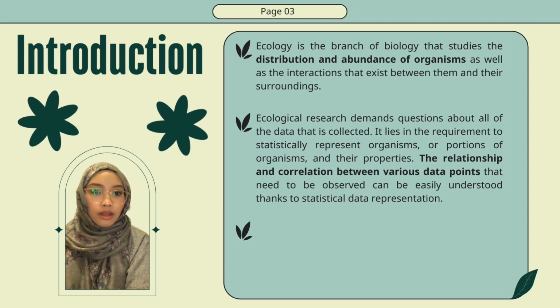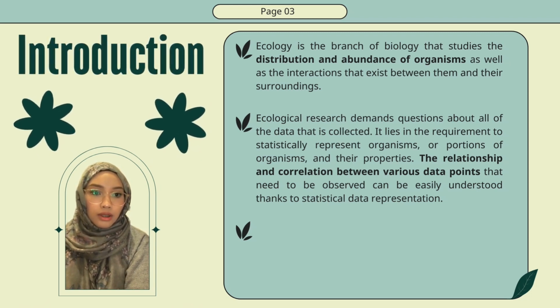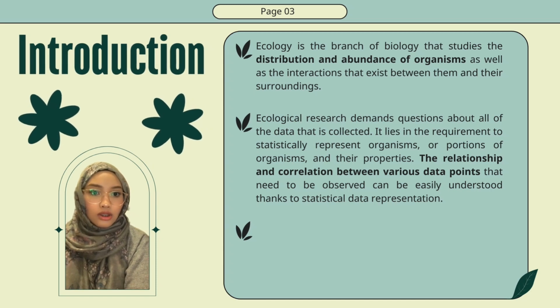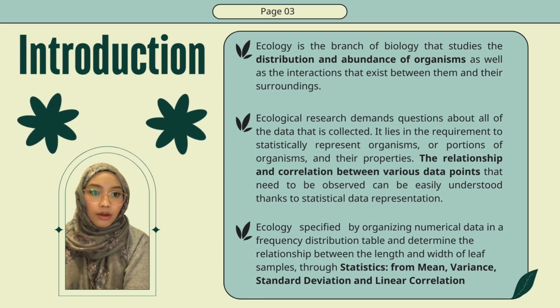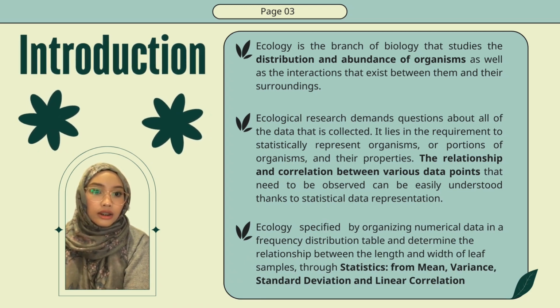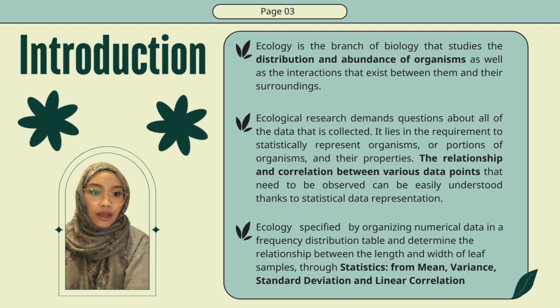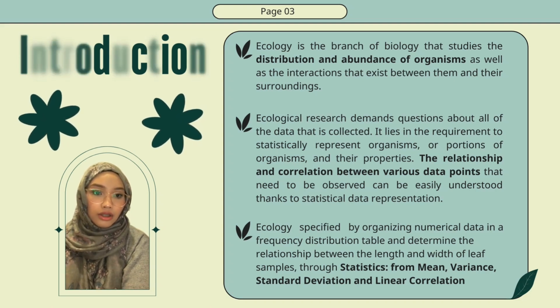The relationship and correlation between various data points that need to be observed can be easily understood thanks to statistical data representation. Ecology is specified by organizing numerical data in a frequency distribution table and determining the relationship between the length and width of leaf samples through statistics from mean, variance, standard deviations, and linear correlation.